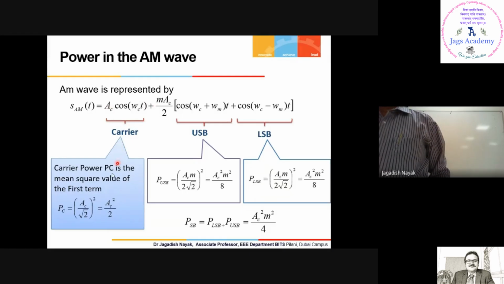So P_C is equal to (A_C by root 2) whole square. Because this is the maximum value, we have to convert it into the RMS value. That's why we are using root 2 here. Have you understood this? So A_C by root 2.